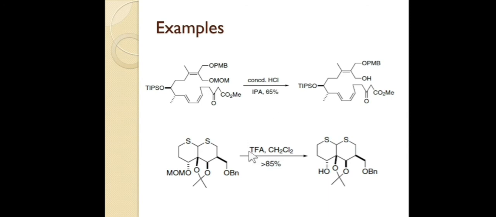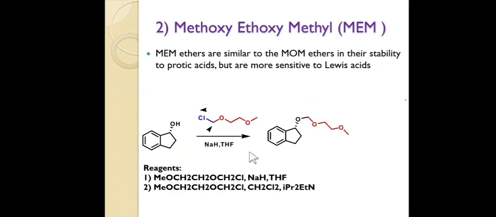Let's go for another protecting group. The next protecting group is methoxyethoxymethyl, abbreviated as MEM protection. MEM ethers are similar to MOM ethers in their stability to protic acids, but MEM ethers are sensitive to Lewis acids. This is the difference between MOM and MEM ethers.